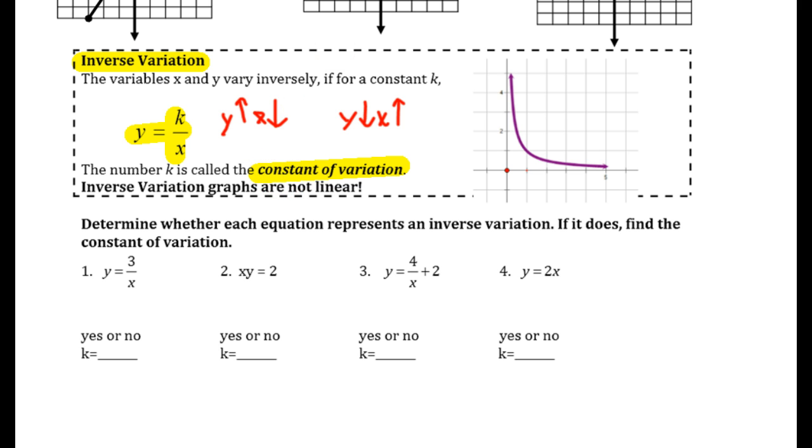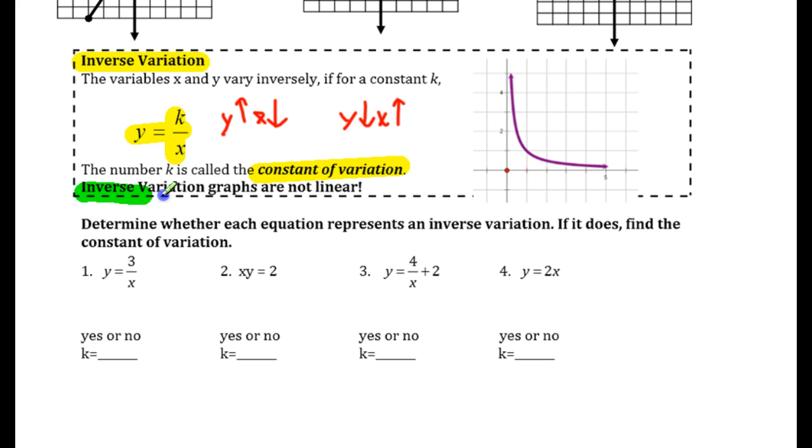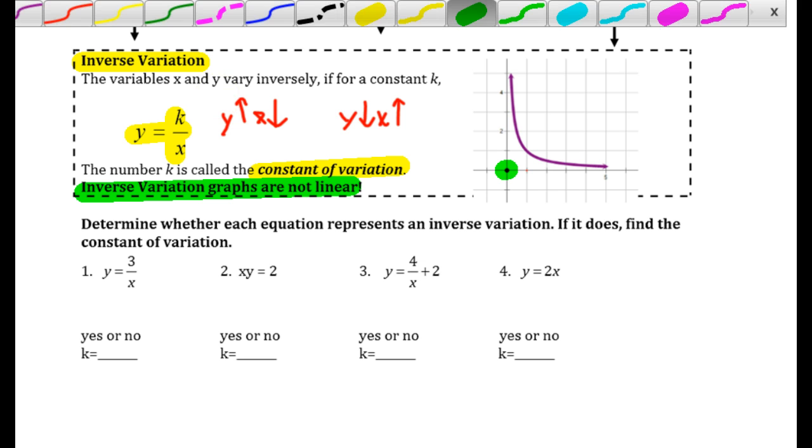Now here's what's important about the graph. The graph is going to be very different. Inverse variation graphs are not linear. They're not a straight line. They'll be a curved line, and they'll get really close to the axis but never touch it. The other difference is, remember, direct variation has to go through the origin. These do not touch the origin. Okay? Alright, so just like before, let's go through some of these solving problems using the inverse variation formula.